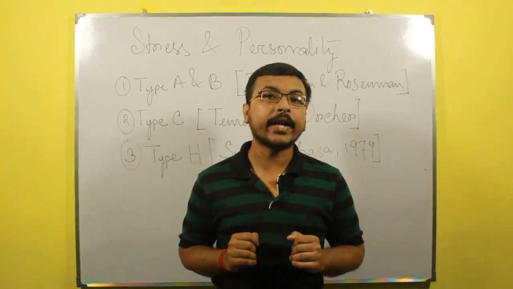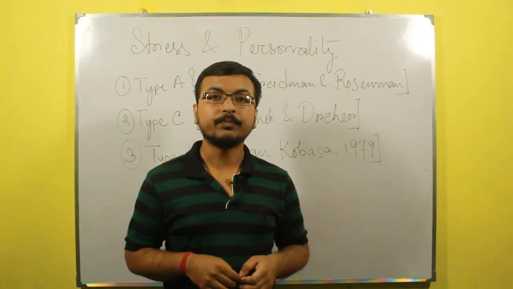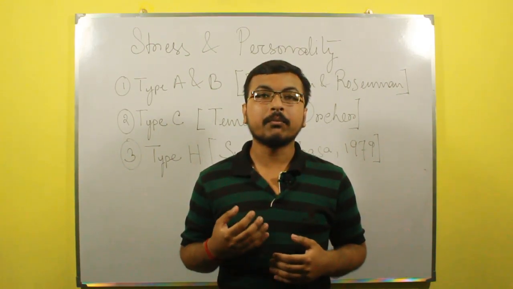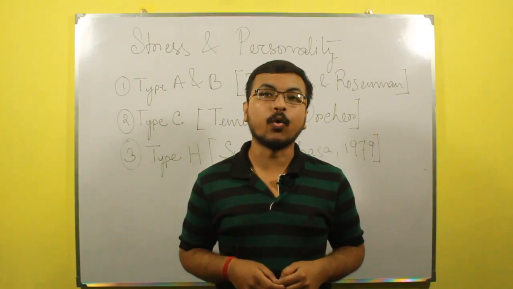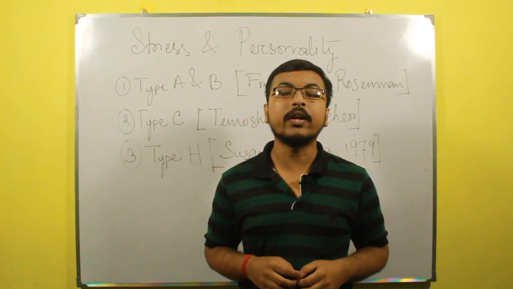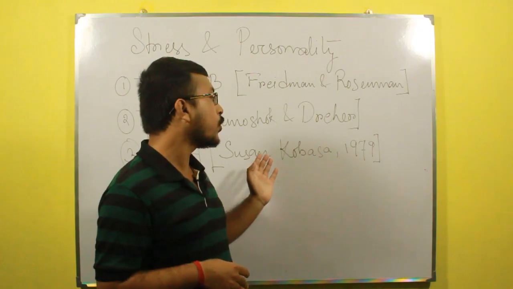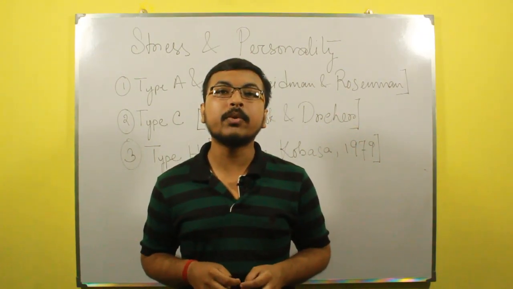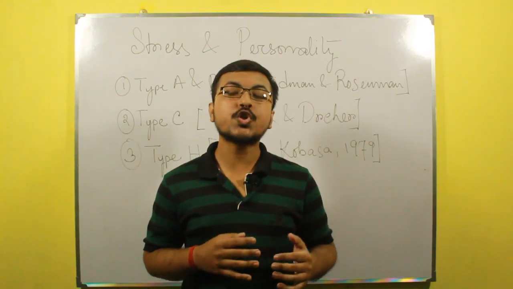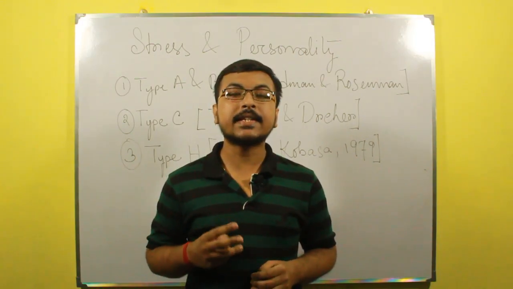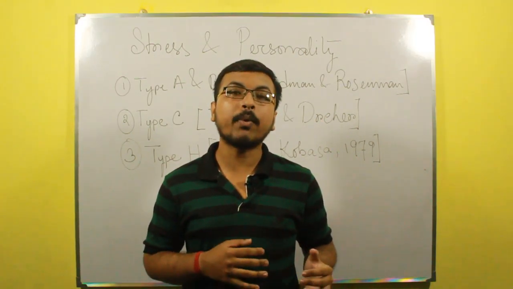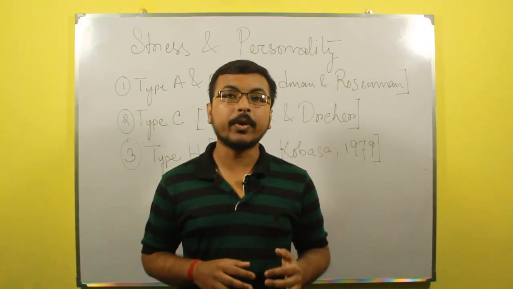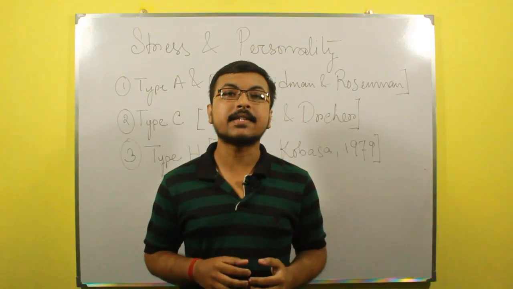Type C, which was identified by Temoshok and Dreher: persons are peaceful and calm, but they cannot show negative emotion in a proper way. They are cancer prone. Type H, that is the hardy personality, was identified by Suzanne Kobasa in 1979. They are similar to type A persons but do not show health related problems. The 3 C's are very important for this type of personality, that is commitment, control and challenge. They have a sense of commitment and control and see a stressor as a challenge.